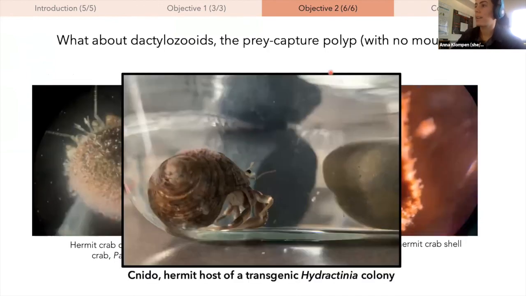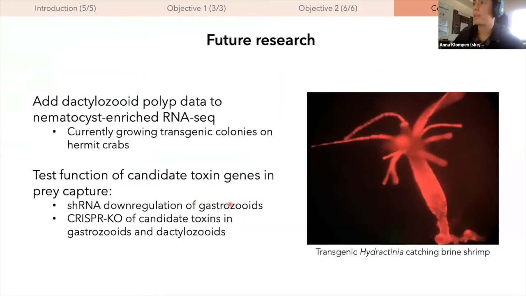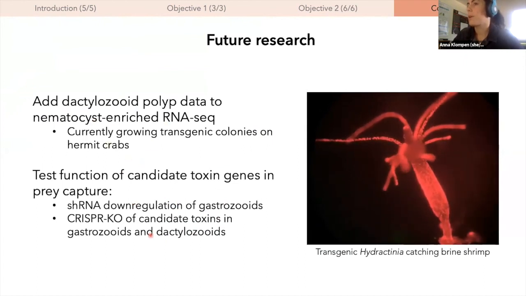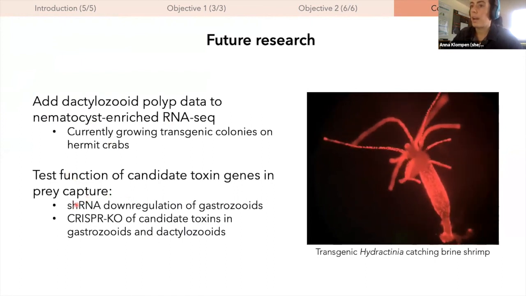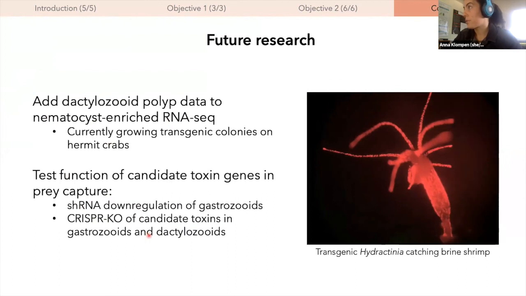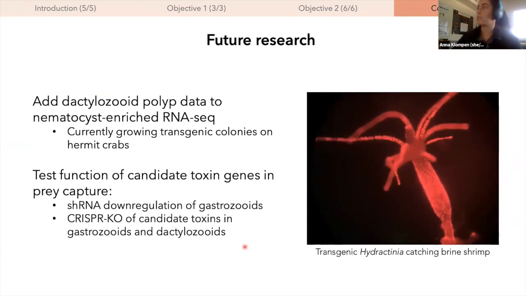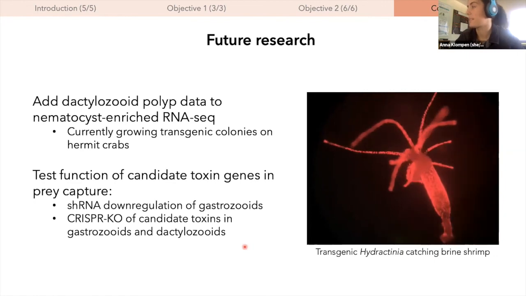So what I've done is take my transgenic line and attach it to a shell. We've now just recently introduced hermit crabs into that shell in the hopes that we'll be able to get some dactylozooid specific tissue with this transcriptome. I know I'm nearing the end, so I just want to say that along with this dactylozooid specific data, we're hoping to also use short hairpin RNA downregulation, as well as some CRISPR lines that I have working in the lab right now, to test the function of some of these candidate toxins that I was able to find in both the full tissue and the nematocyst enriched data.